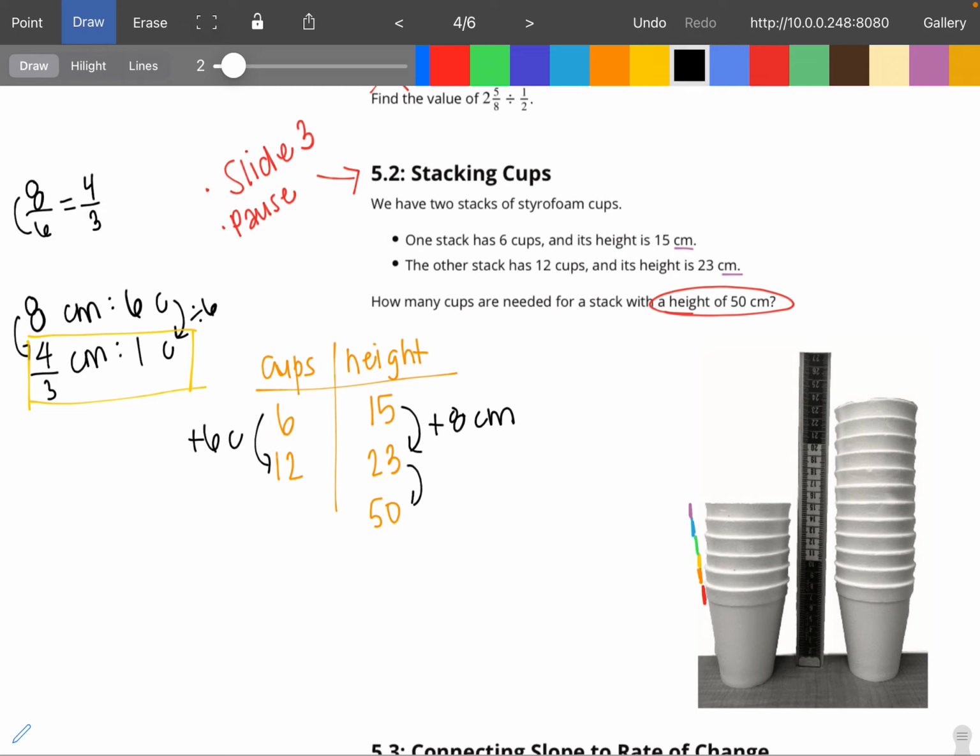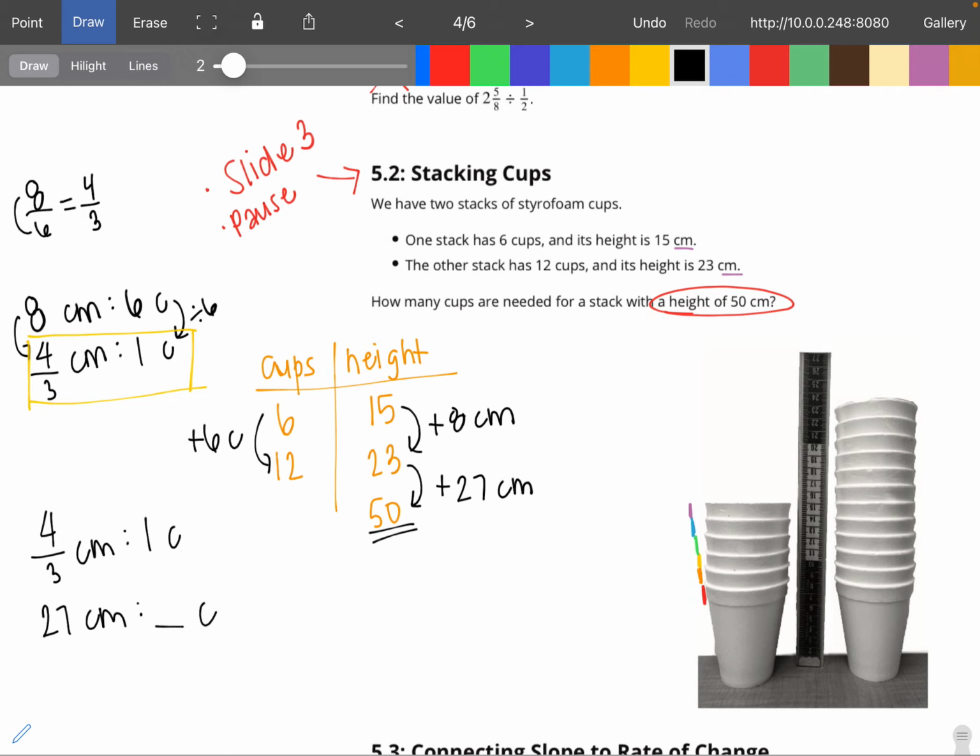And so here I need to add 27 centimeters to get to 50 centimeters in total, which means that I need to know 4 over 3 centimeters is 1 cup. So how many cups do I need for 27 centimeters?